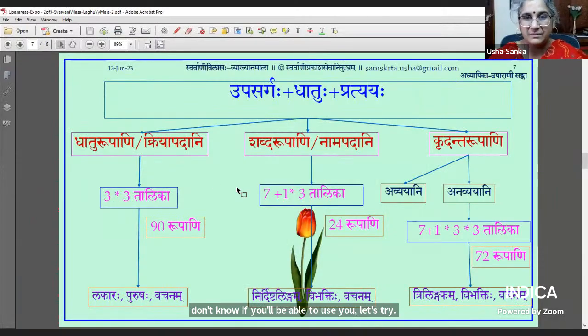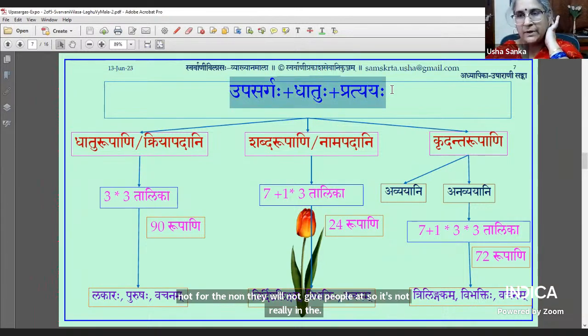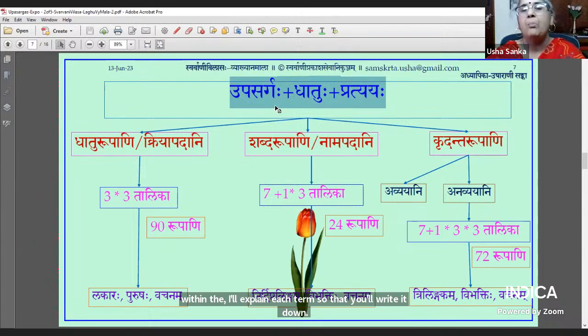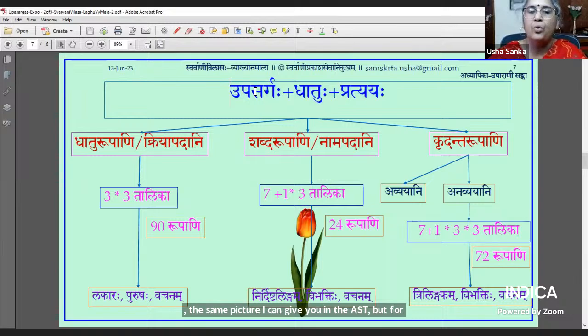It's not for the non-Devanagari people. I'm sorry, it's not ready with me in the IST, but I'll explain. I'll explain each term so that you'll write it down. I'll give it to you in the Word document later. So the same picture I can give you in the IST. But for now, please listen.